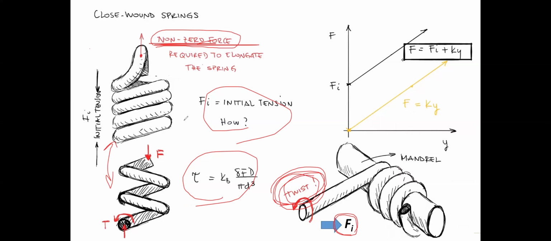For the case without Fi, the initial tension, if the spring follows Hooke's law, F equals Ky, which is what we learned previously. For springs with the initial tension, we jump to a specific point, and this force equals Fi, the initial tension, plus Ky. This Fi comes from the fabrication, the twisting and the mandrel rotating.